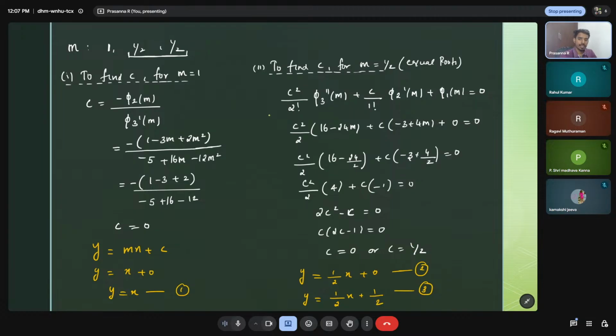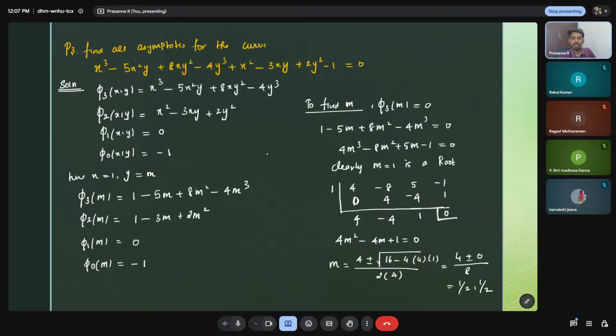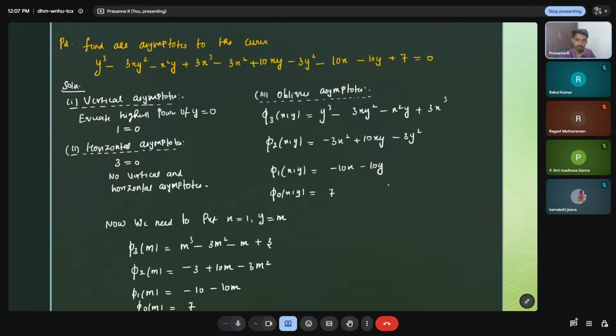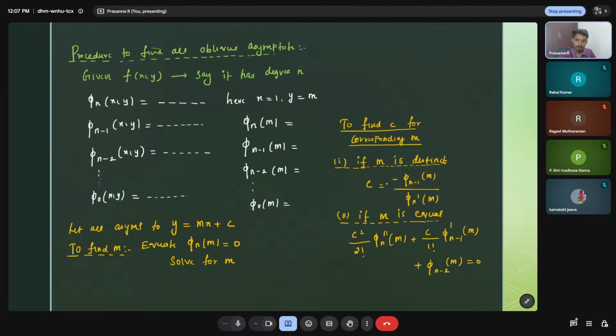Is it clear? So again, that's the asymptotes. So the roots are 1, 1 by 2, 1 by 2. So 1 is distinct. For that, you find c using this formula. And 1 by 2, 1 by 2 is repeating. For repeated roots, you find c using this formula, right? If m's are equal, that is repeated, you use this.